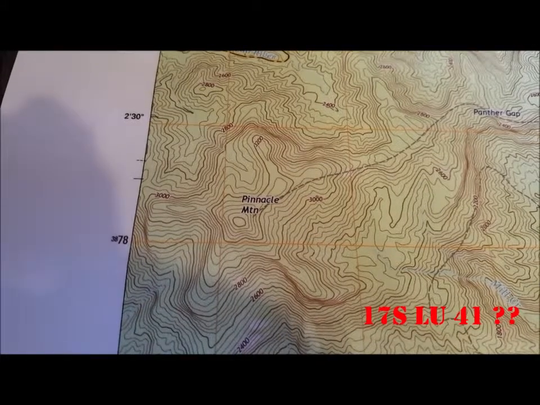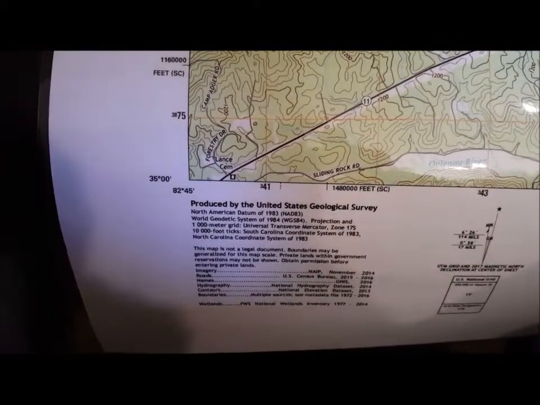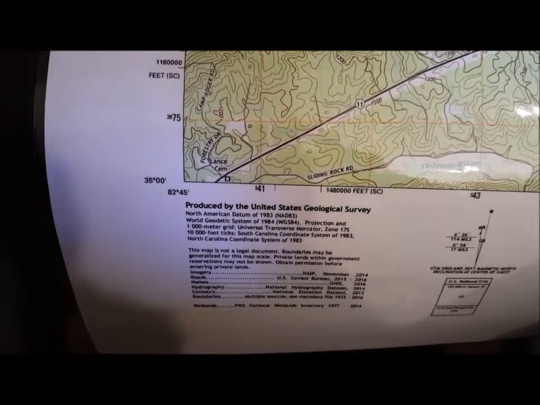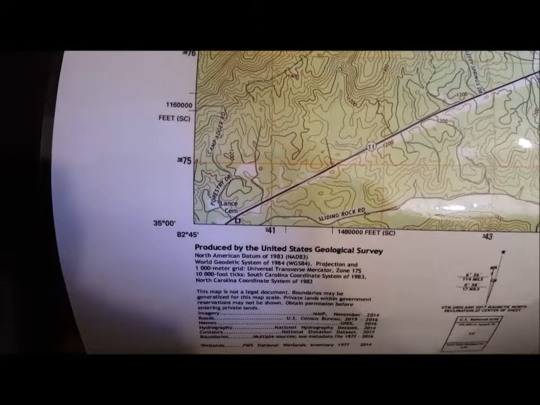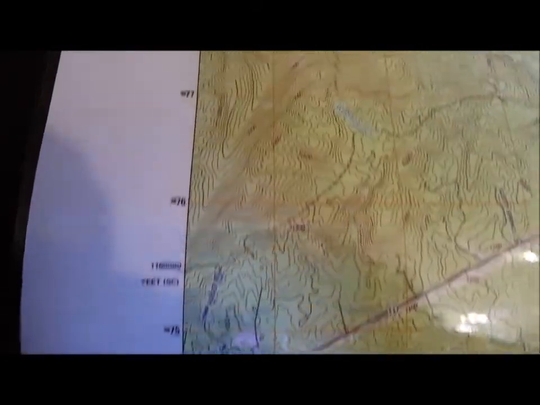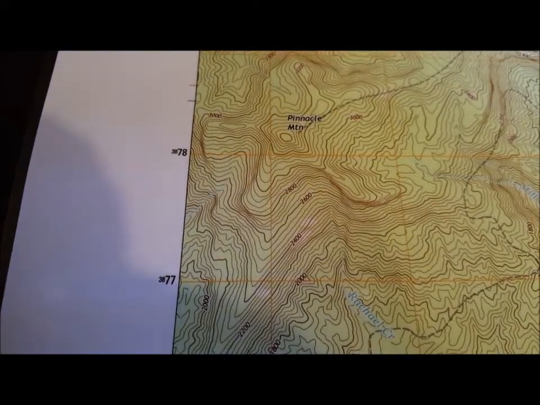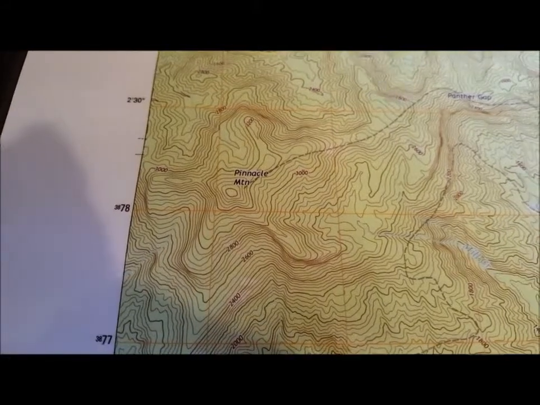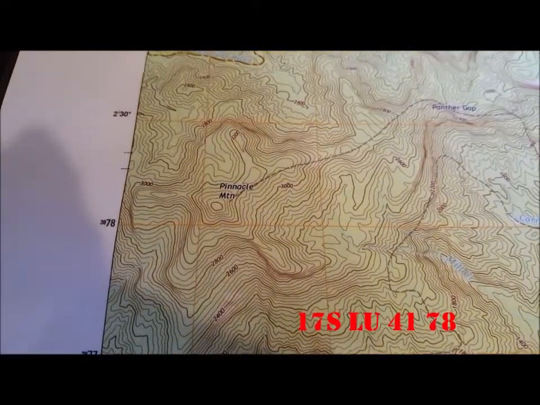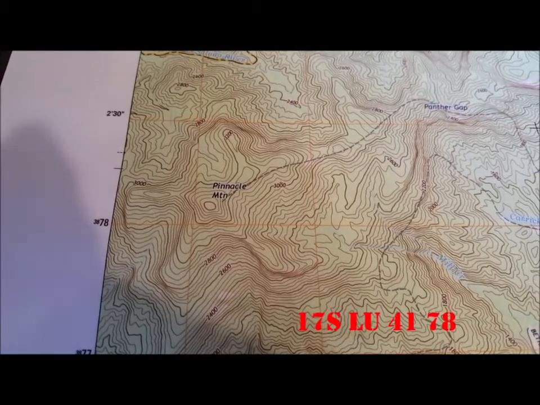Now, same principle applies. We've read right. We know the first two digits are 4, 1. Start back at the bottom left corner, and then we read up. Remember, it's read right, then up. So we start at the bottom left. The first one I see is 75. There's 76, 77, 78. And if you look, that's where those two lines intersect, at the bottom left corner of the grid square that Pinnacle Mountain is in. So our 4-digit grid coordinates for Pinnacle Mountain are 4, 1, 7, 8.